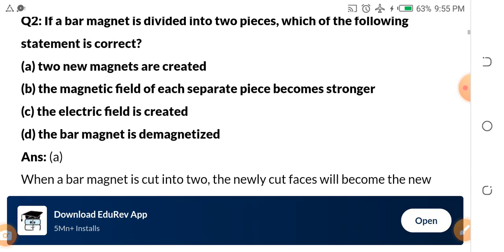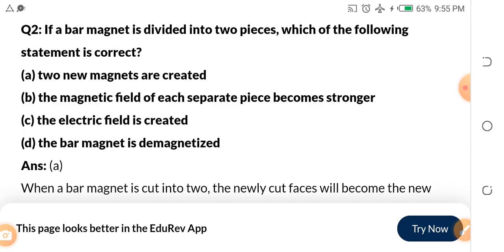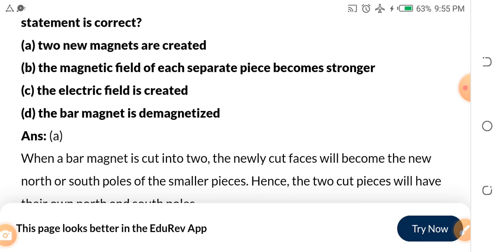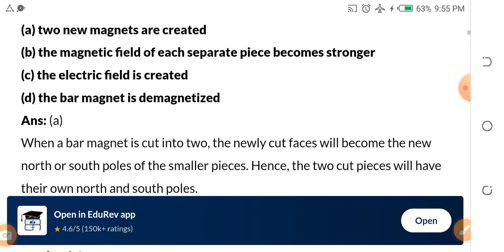If a bar magnet is divided into 2 pieces, which of the following statements is correct? A. 2 new magnets are created. B. The magnetic field of each separate piece becomes stronger. C. The electric field is created. D. The bar magnet is demagnetized. Of course, the answer is A. If you get a magnet and break it into 2, 2 new magnets will be created.